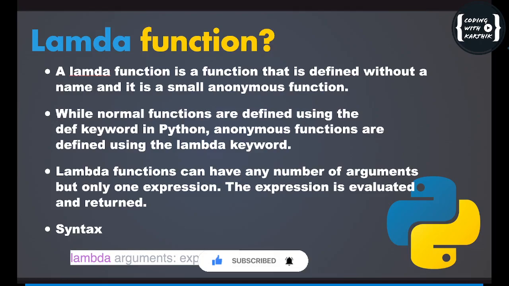And for this function, we need to consider a few points. We can pass any number of arguments to the lambda function, but it has only one expression that is evaluated and returned. Here is the syntax for a lambda function. We use the lambda keyword, and here are the arguments. We can pass any number of arguments, and here is the expression that is going to be returned.